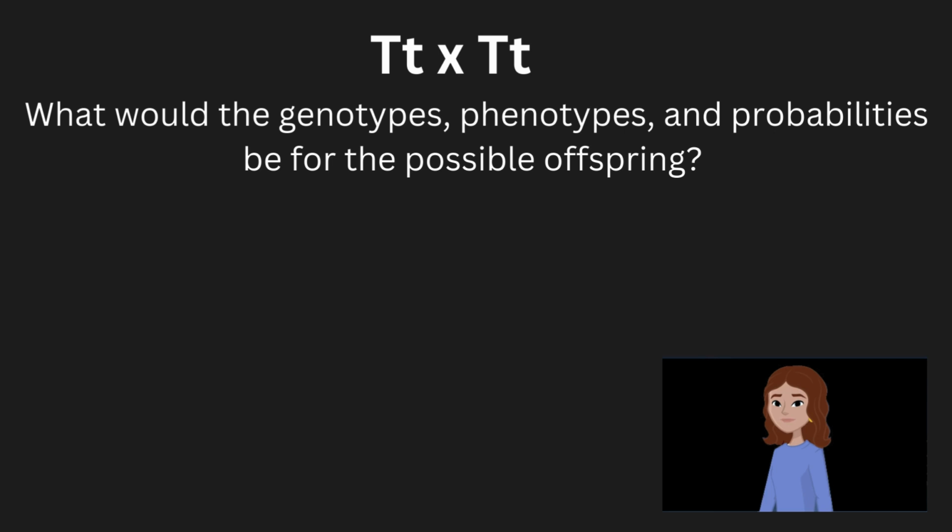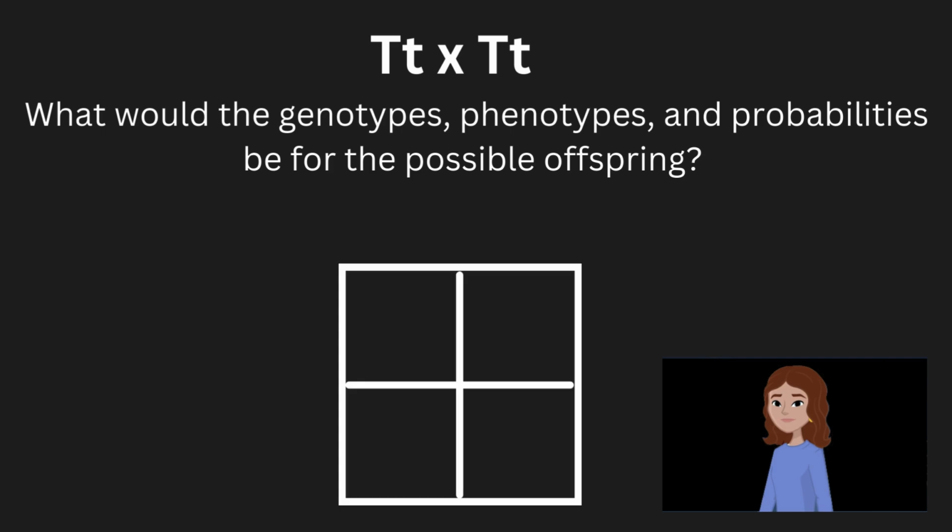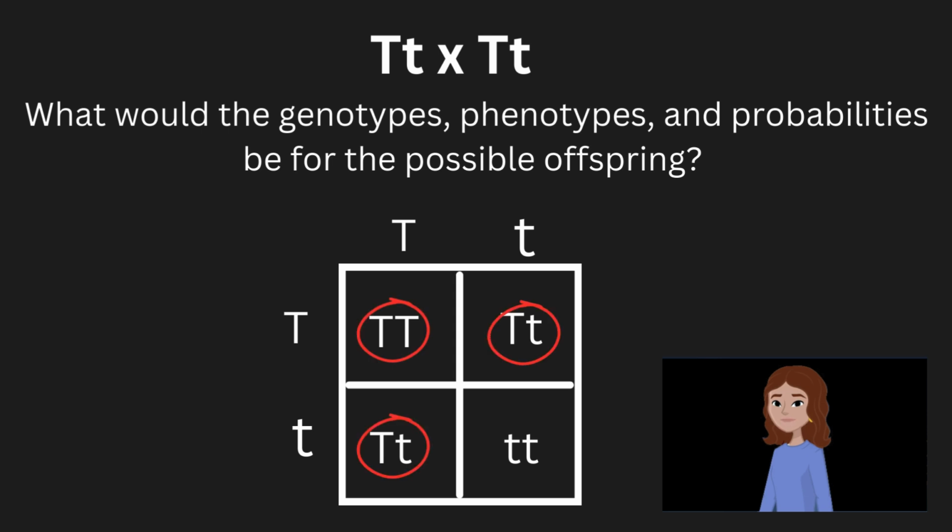Let's take it one step further. The heterozygous offspring we just had self-pollinates. What would the genotypes, phenotypes, and probabilities be for the possible offspring? So we have big T, little t on both the top and side this time. The first box is big T, big T, the second box is big T, little t, the third box is big T, little t, and the last box is little t, little t. The phenotypes would be tall, tall, tall, and one short.